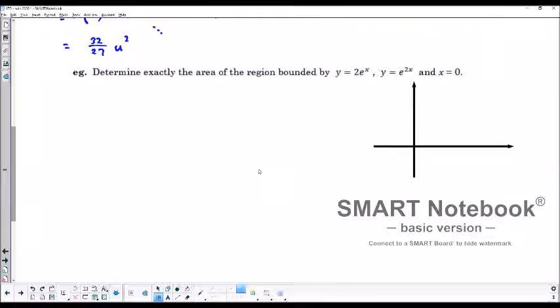Okay, we now want to determine exactly the area of the region bounded by y equals 2e to the x and y equals e to the 2x and x equals 0. So x equals 0 is the y-axis. So that's one endpoint. And 2e to the x. So these are exponential functions.